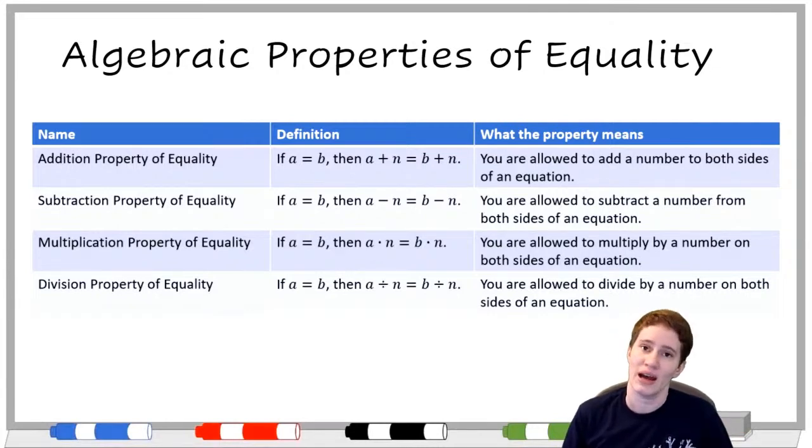And so what we have are some really great algebraic properties of equality that we can use to help us figure out how to solve an equation. And they're all very similar. And since you're in Algebra 1, I'm assuming this may look intimidating, this slide, especially the middle where we've got a whole bunch of letters and no numbers.